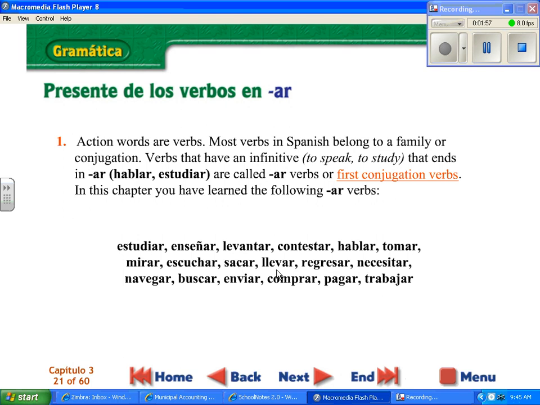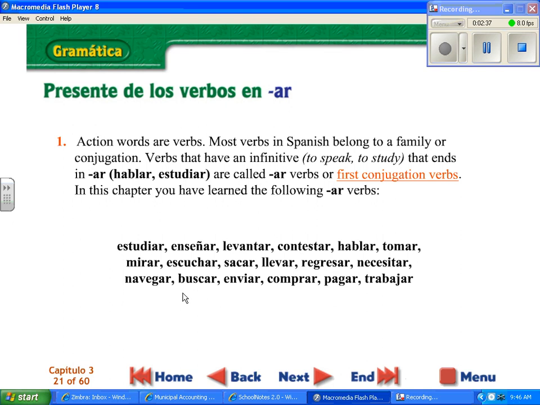llevar, to wear or to carry, regresar, to return, to come back, necesitar, to need, navegar, to sail, buscar, to search, to look for, enviar, to send, comprar, to buy, pagar, to pay, y trabajar, to work.